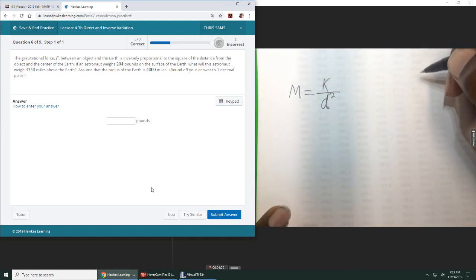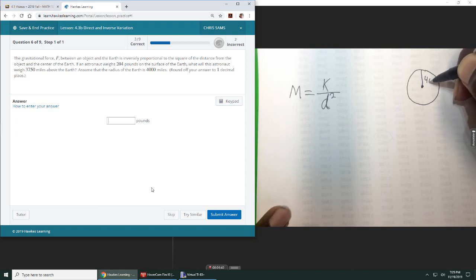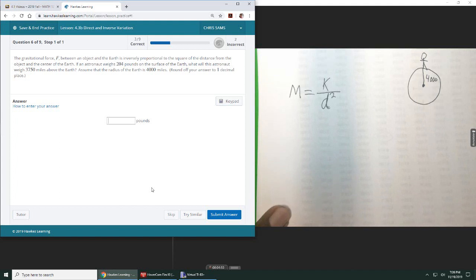What they're saying is that you have the Earth here, the center of the Earth, they're telling you that the radius is 4,000. So right now, the first time we're doing this, the astronaut is 4,000 miles from the center of the Earth, because he's on the Earth. They say he's standing on the Earth. So here's my little stick figure. He's on the Earth. Right now, he weighs 204 pounds on the Earth.